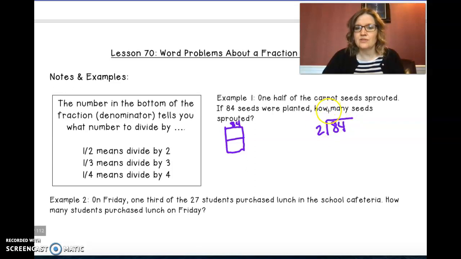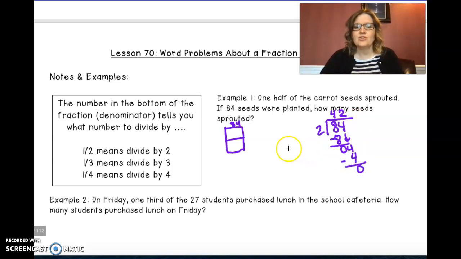I know that 8 divided by 2 is 4. 4 times 2 is 8. Subtract, we get 0. Pull down our 4. 4 divided by 2 is 2 times, and we subtract, 0. So if half of our seeds sprout, that tells me that each half is going to be 42. So 42 seeds sprouted.